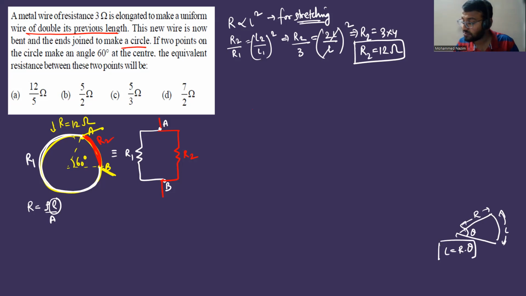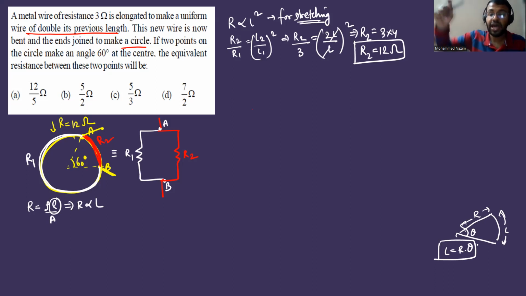This kind of analysis will come even in moving charge and magnetism. So please pay attention and listen. Try to remember this, try to grasp this result or the method as much as possible. So we can tell R is proportional to length. Or even if you don't want to use this relation, you can simply say resistance is proportional to length, and that length is proportional to theta, isn't it? More is this length, obviously more will be the value of theta. So R is proportional to L, and that is proportional to theta.